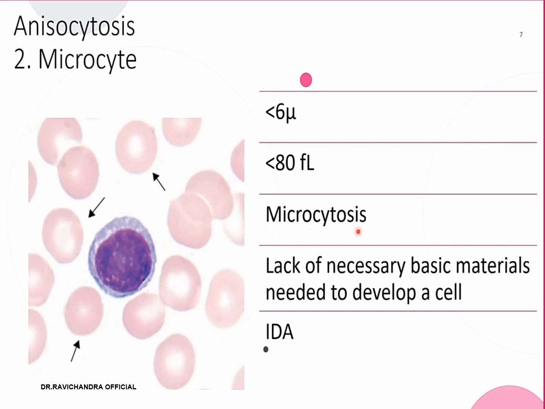Next one is microcyte. The size of the red blood cells will be less than 6 microns and MCV will be less than 80 femtoliters. And the condition is called microcytosis. There will be lack of necessary basic materials that are needed to develop a cell that results in a microcyte. Examples are sideroblastic anemia, iron deficiency anemia, thalassemias, anemia of chronic disease, and lead poisoning.